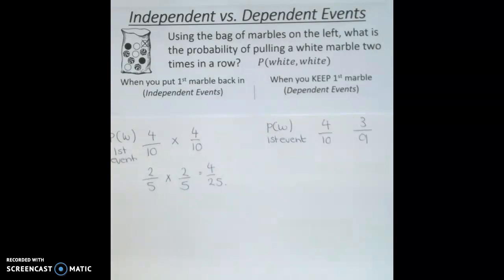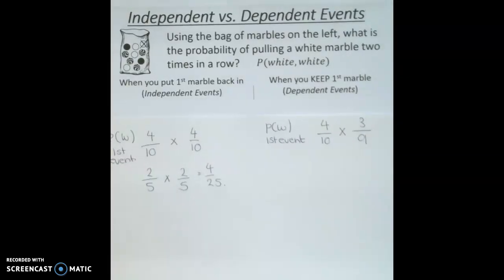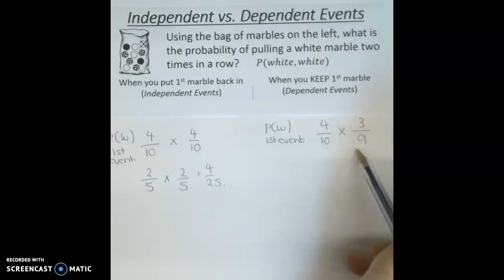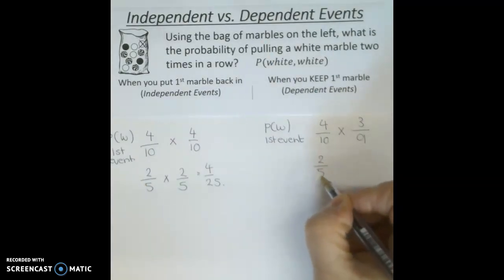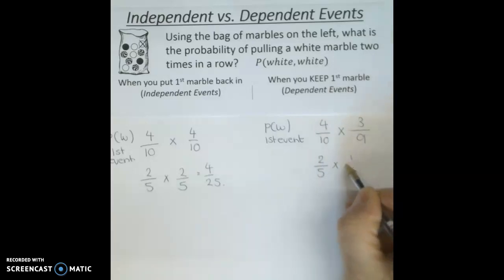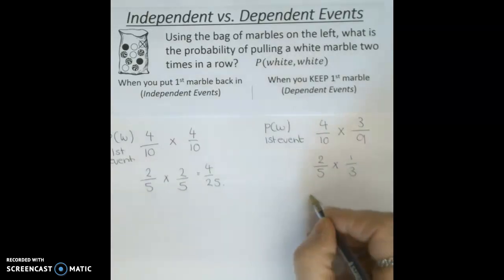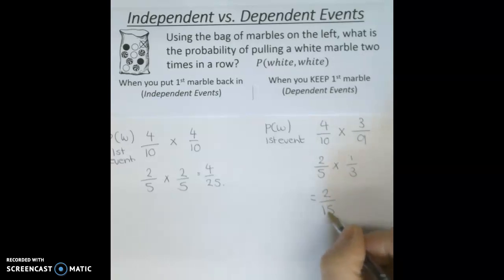So the probability of picking out a white marble and a white marble, so it will be timesing. Keeping this marble has affected the probability of picking out another white marble, because now we've got less white ones in the bag and we have less marbles in the bag. So again, this can be simplified. So 2/5 over 1/3, times them together, and now that is the new probability.